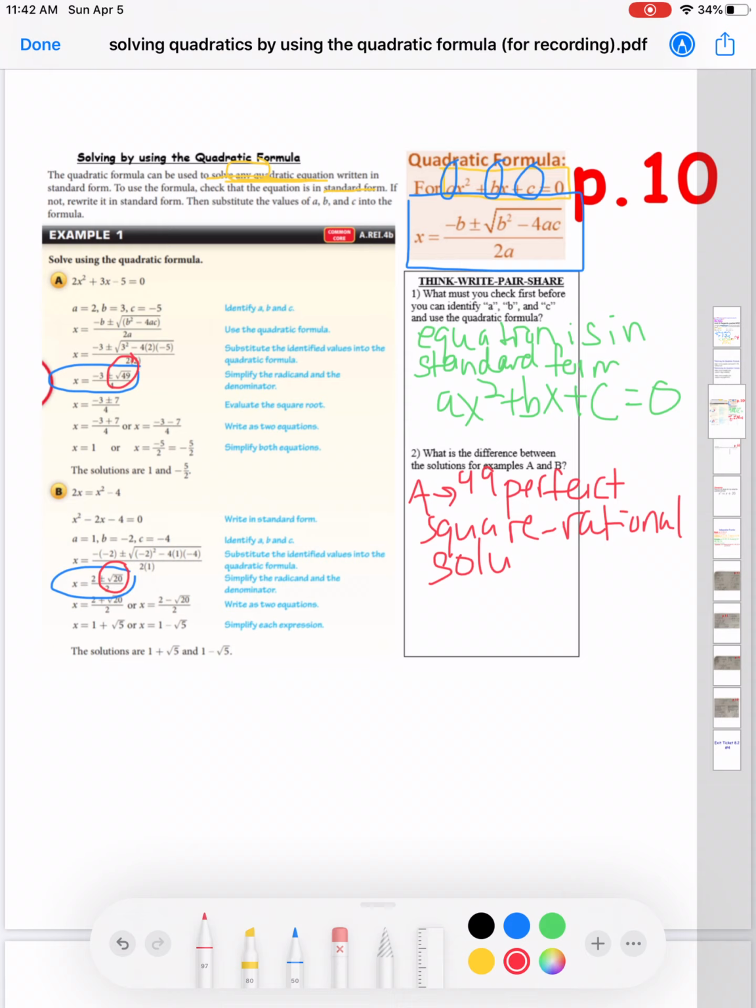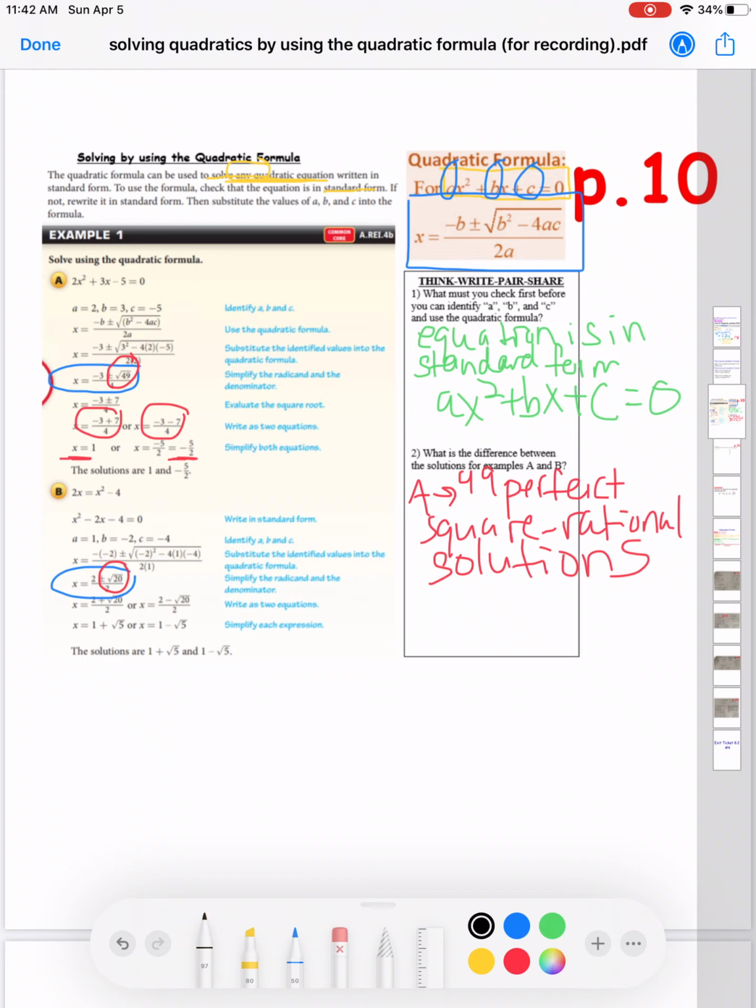solutions. So if you look at the work for A, after they had the square root of 49, they simplified that to 7. And then to get their two answers, they did -3 plus 7 divided by 4, which is 1, and -3 minus 7 divided by 4, which is -5/2 or -2.5.